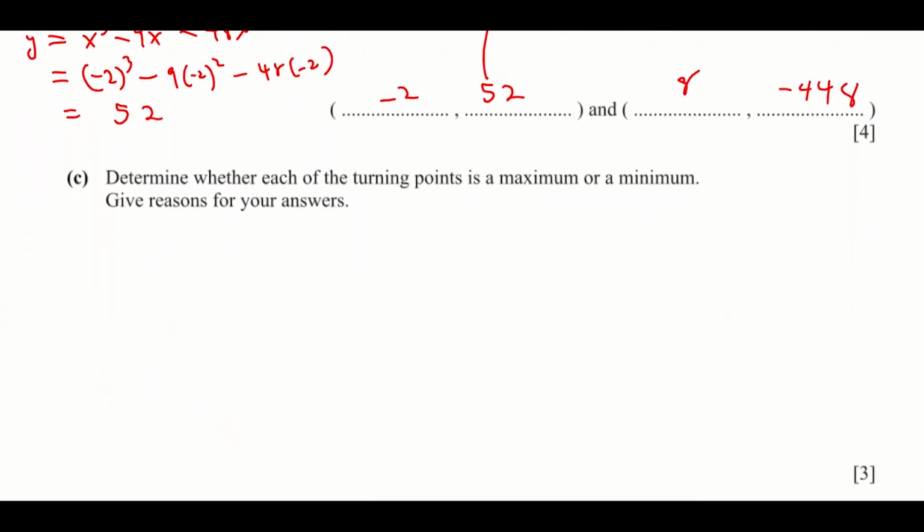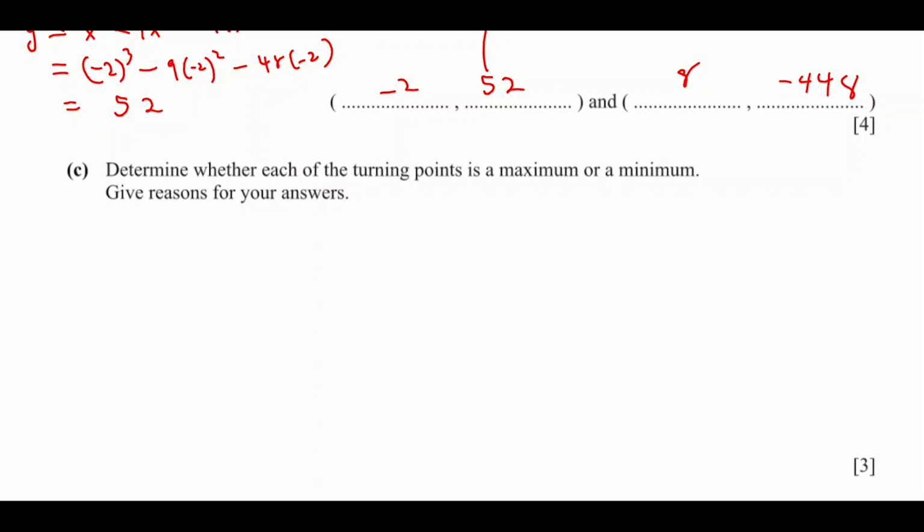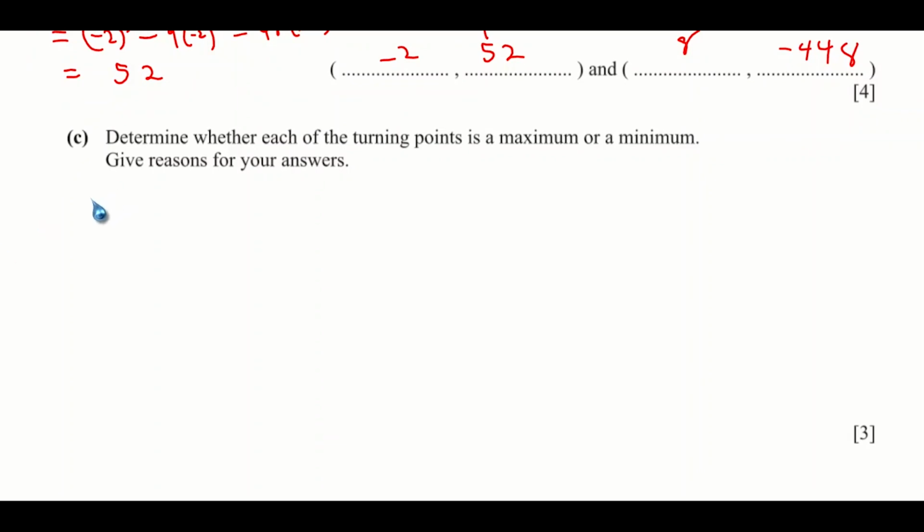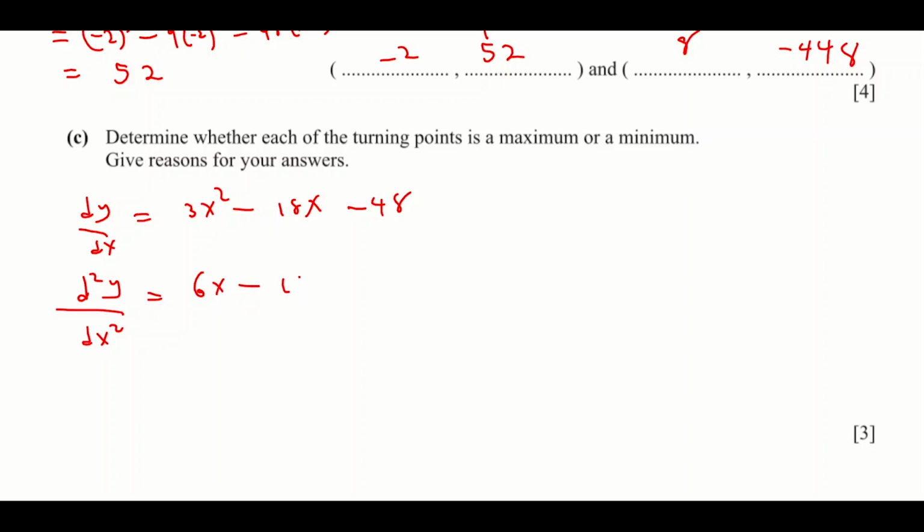So part C, determine whether each of the turning points is a maximum or a minimum. Give reasons for your answers. Okay, so we need to get the second derivative. We know that dy/dx, the first derivative, is equal to 3x squared minus 18x minus 48. So we can get d squared y over dx squared. Let's differentiate this further, it will be 6x minus 18.